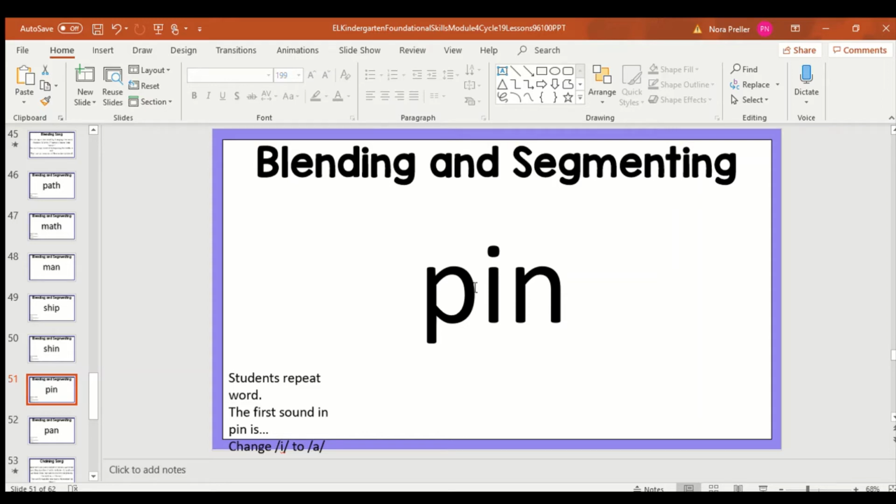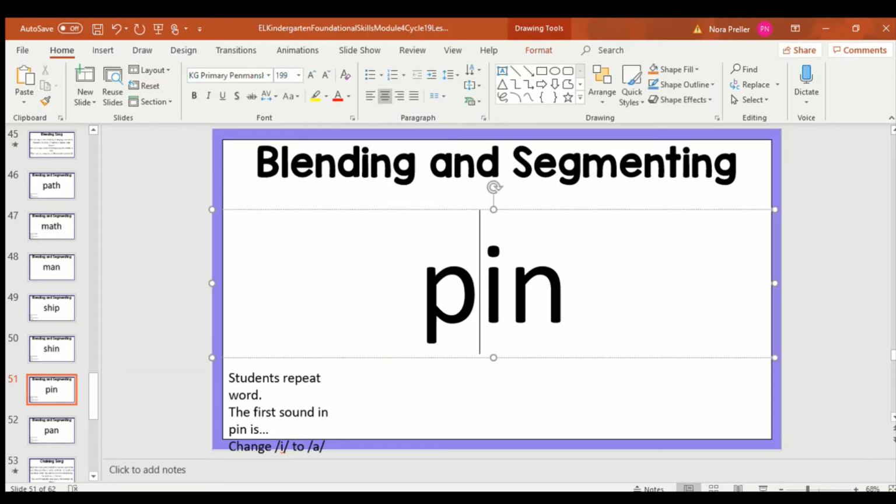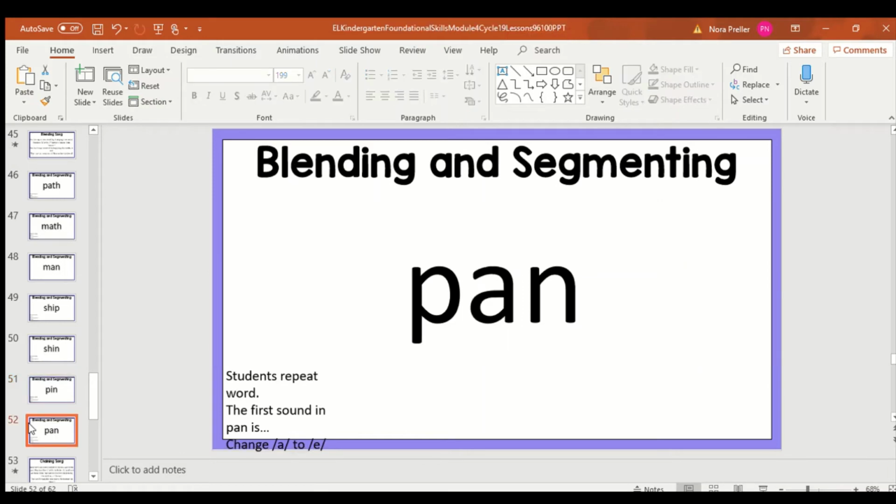Now we're going to change the I in pin to a. What are we changing? Are we changing the beginning sound, the middle sound, or the ending sound? We're changing the middle sound. We're changing the I in pin and making it a. What does that make our new word? That makes our new word pan. Did you get that on your own?